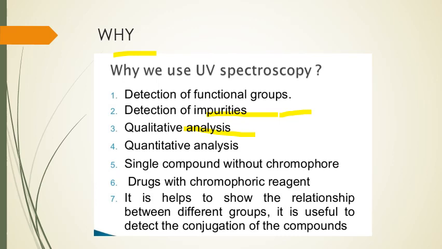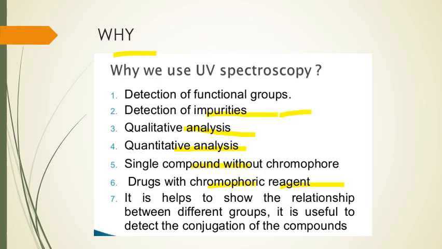It can be used for qualitative analysis, identifying the groups present in the sample. For quantitative analysis, we just calculate the area of the peak we get in the spectra. The single compound without a chromophore can also be identified in UV spectroscopy.